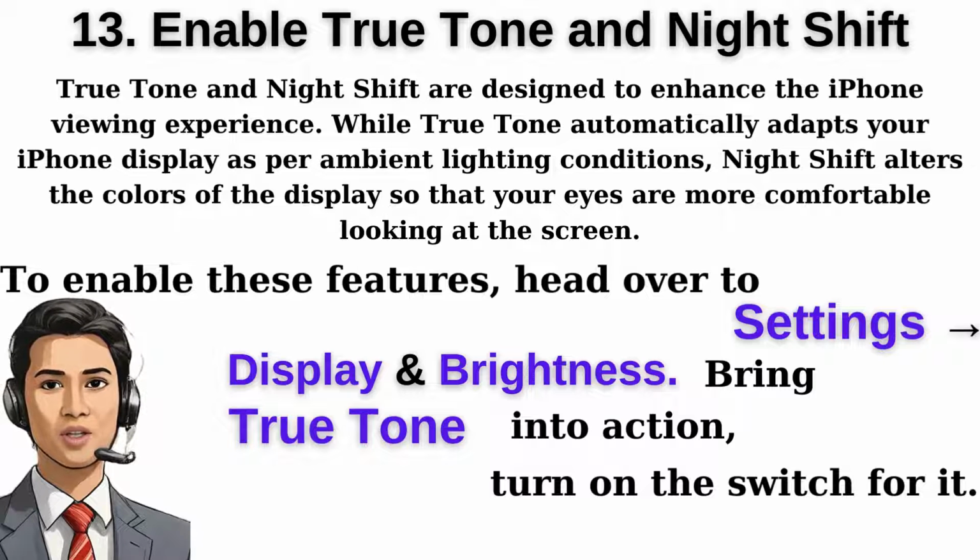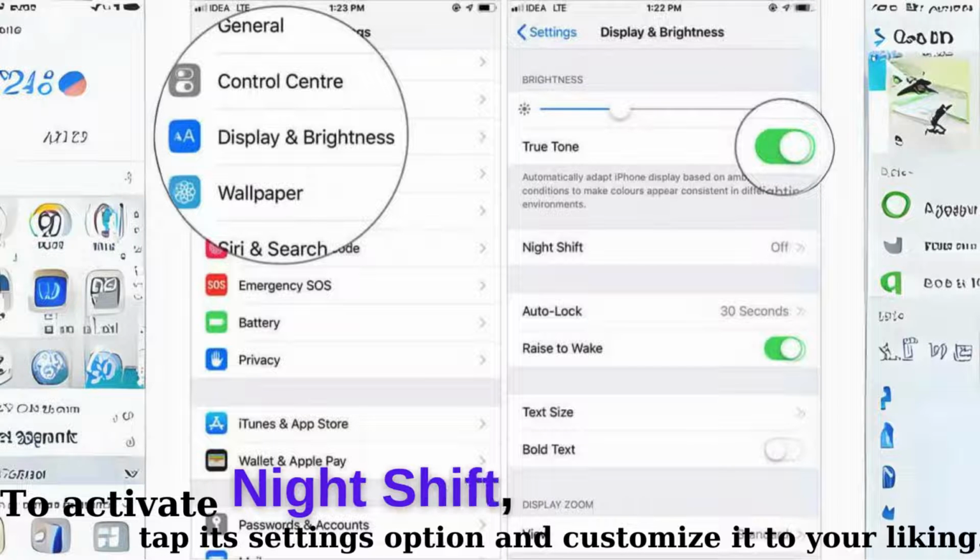To enable these features, head over to Settings, Display and Brightness. To bring True Tone into action, turn on the switch for it. To activate Night Shift, tap its Settings option and customize it to your liking.